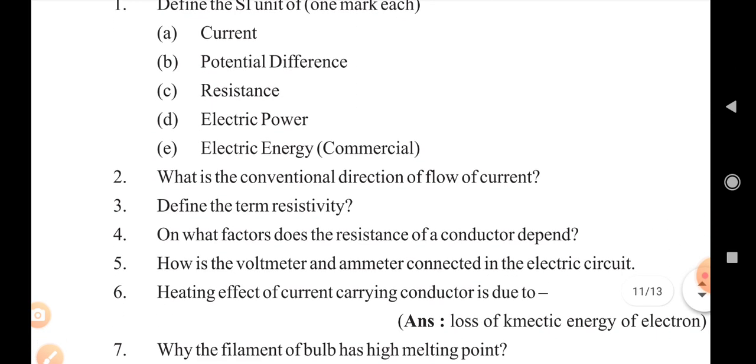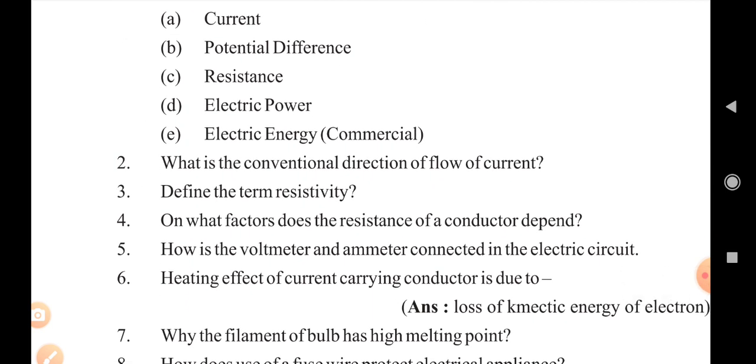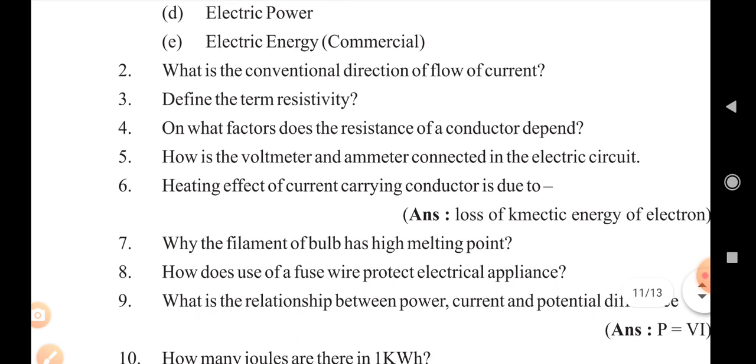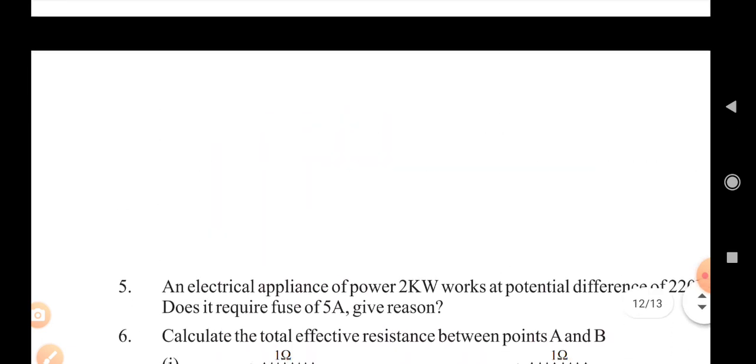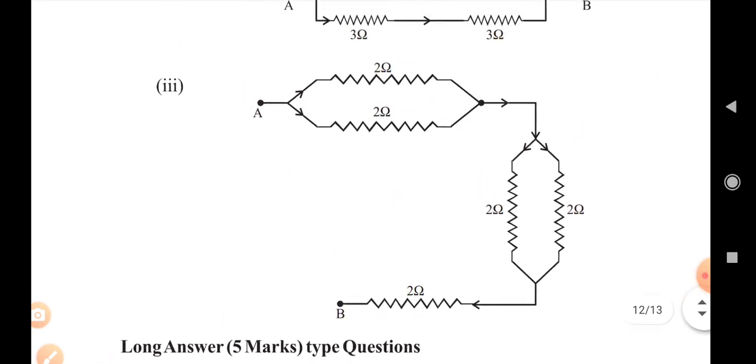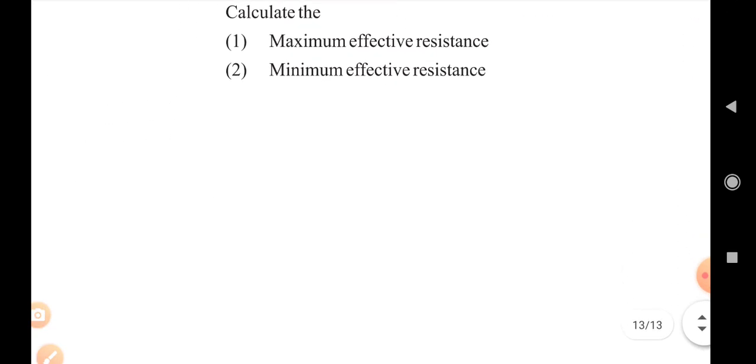What is the conventional direction of flow of current? Question number 3, define the term resistivity. Question number 4, on what factor does the resistance of a conductor depend? Number 5, how are the voltmeter and ammeter connected in an electric circuit? And so on. There are lots of questions for your practice. All of you, please do this yourself first of all. After that, I will discuss the answers to these questions in the next episode.